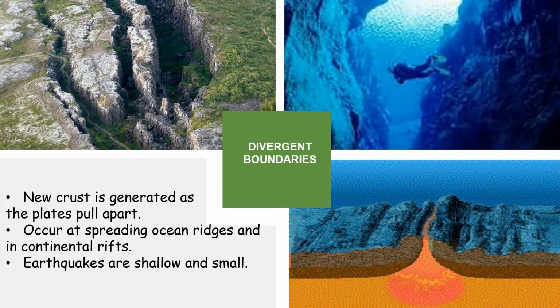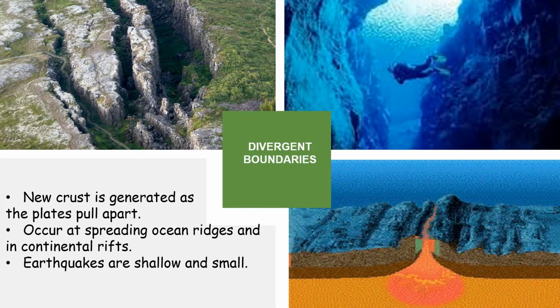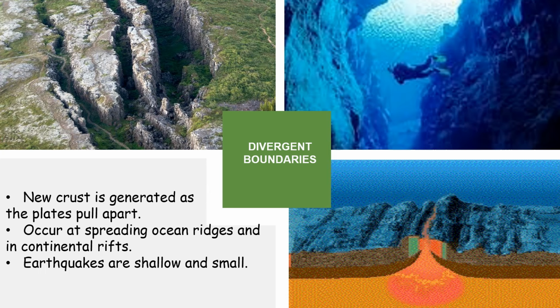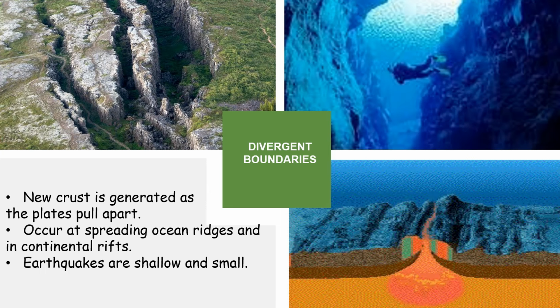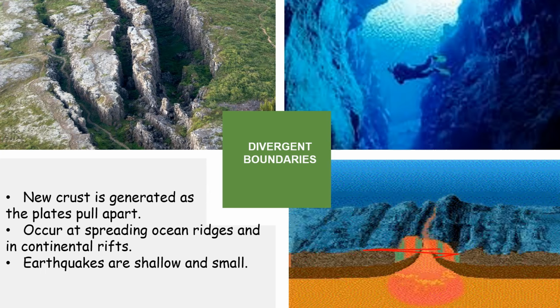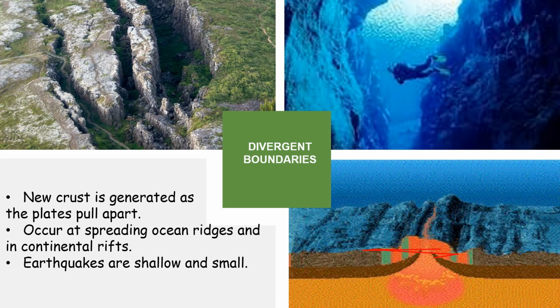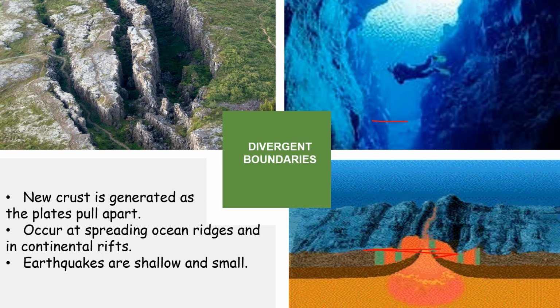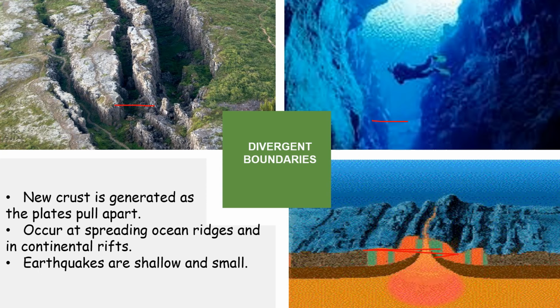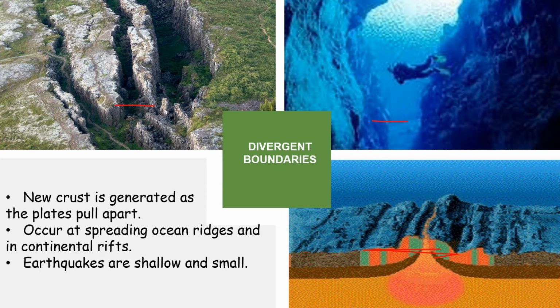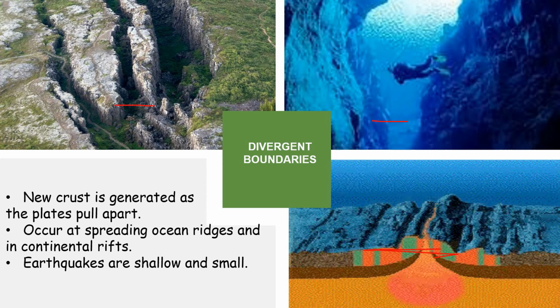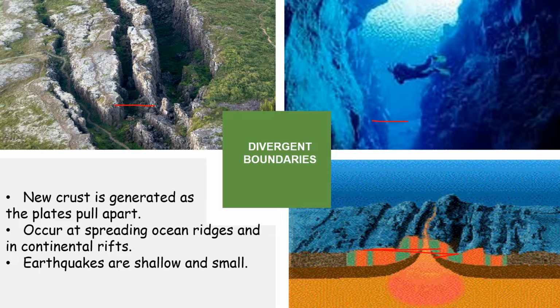The first type is the divergent boundary. Places with this type of boundaries have earthquakes na mababaw lang at saka mahina. Now, ito yung mga lugar kung saan nabubuo or gumagawa ng mga panibagong lupa or panibagong crust as it pulls apart. Divergent boundaries ay ang paghihiwalay ng mga lithospheric plates.